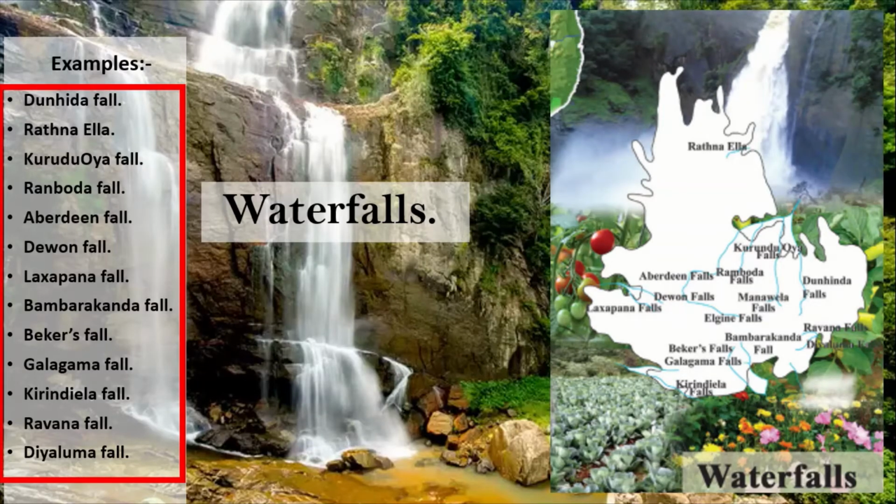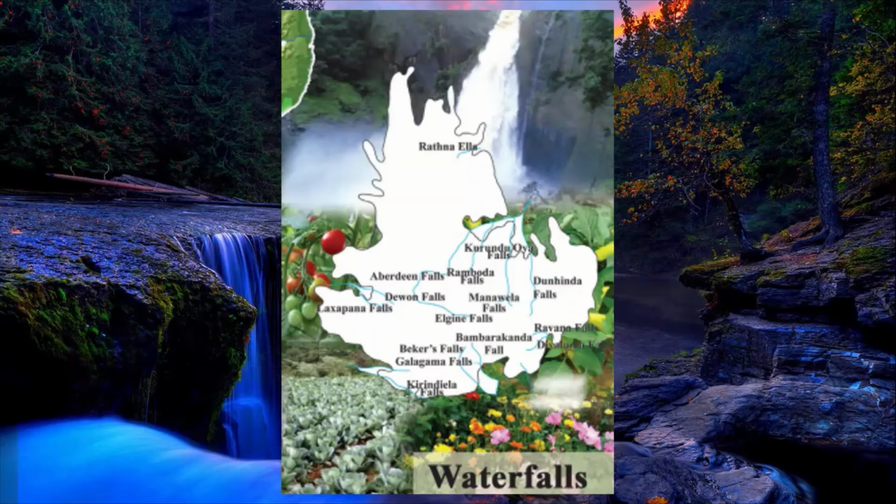Dunhinda Fall, Ratna Ella, Kurunduaya Fall, Rambada Fall, Aberdeen Fall, Devon Fall, Lakshapana Fall, Bambarakanda Fall, Bakers Fall, Galagama Fall, Kirindiyala Fall, Ravana Fall and Diyaluma Fall. Bambarakanda is the highest waterfall in Sri Lanka. Let's identify these waterfalls on a hill country map.